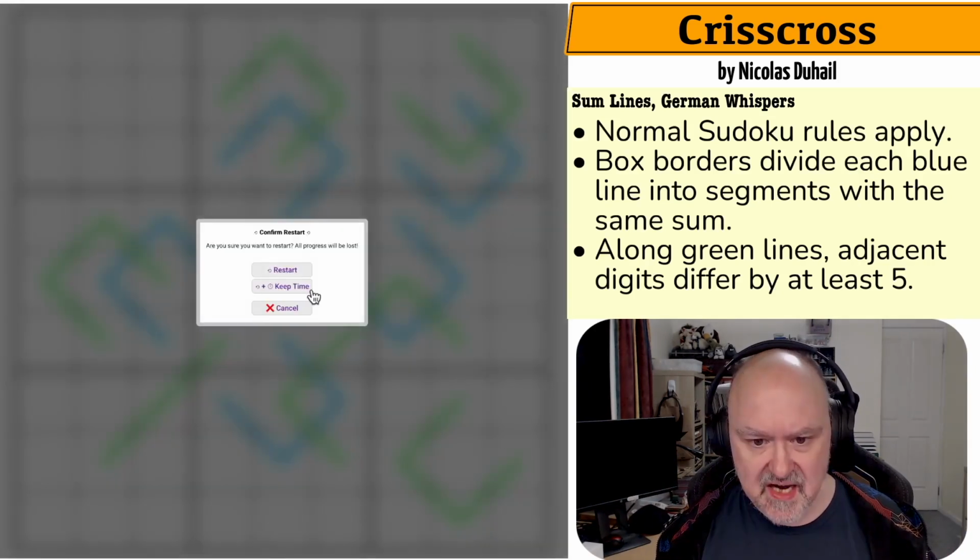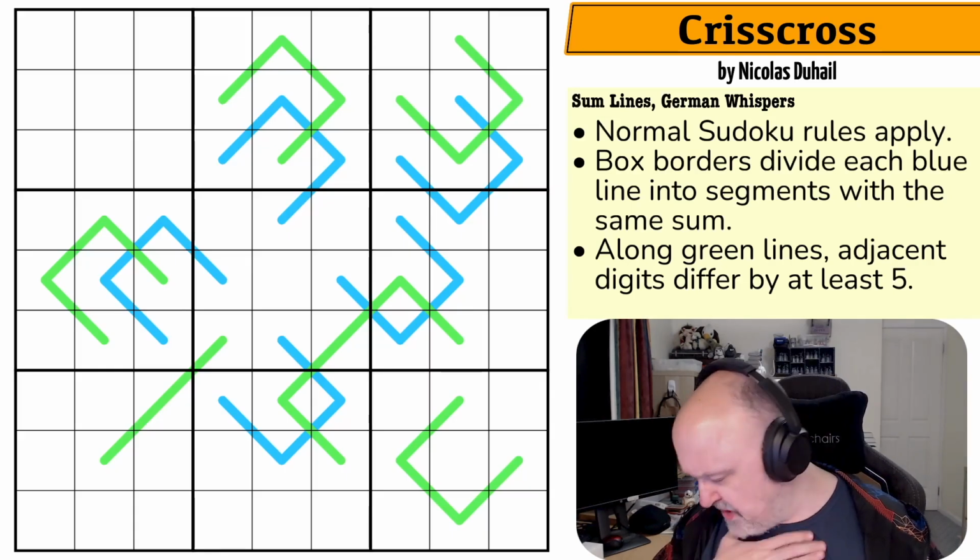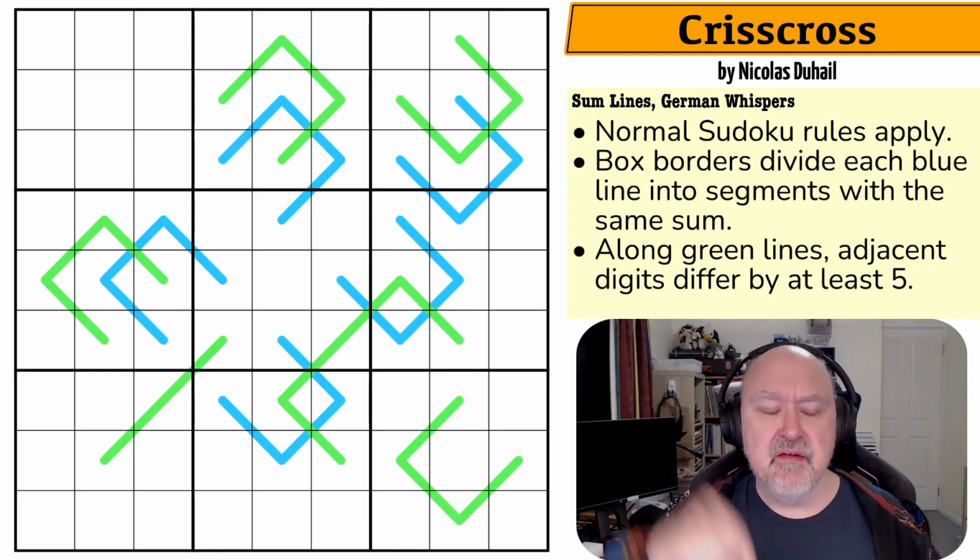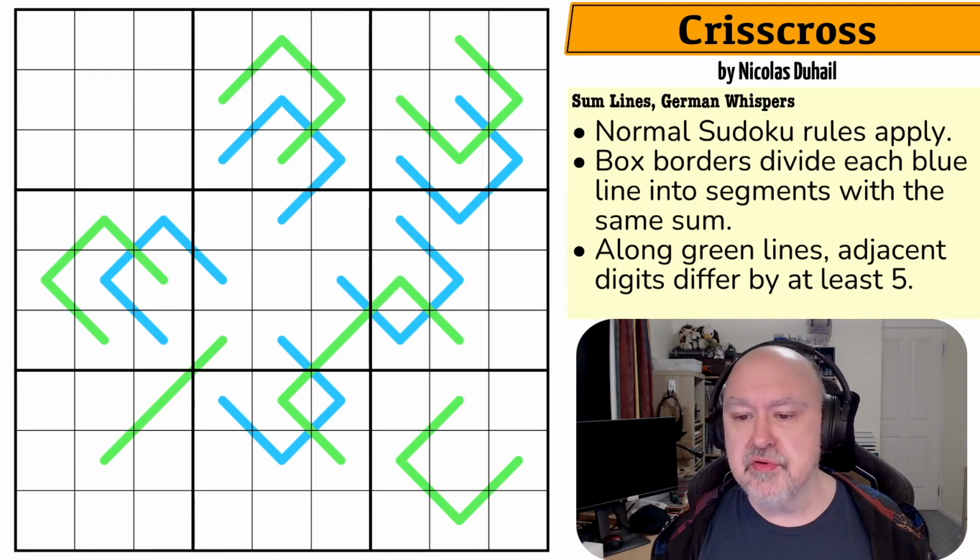I'm going to restart the puzzle to restart my timer. There is, of course, a link below to where you can attempt this puzzle for yourself. Let's give this a shot.